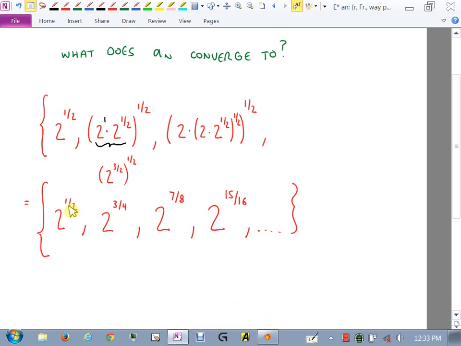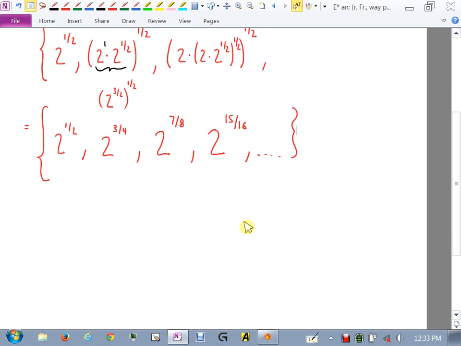Converge to 2. What's happening to this right here? Look at the powers: 1/2, 3/4, 7/8. Okay, someone give me a formula here. A sub n is 2 to the what? Come on, you can do it. What is it?